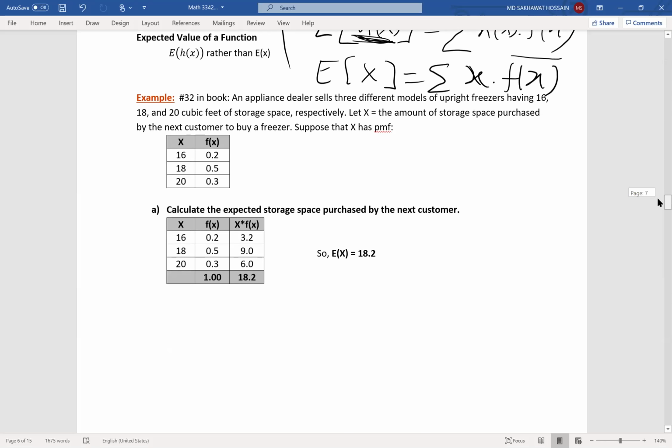So now we have one example here. An appliance dealer sells 3 different models of upright freezers having 16, 18, and 20 cubic feet of storage space.